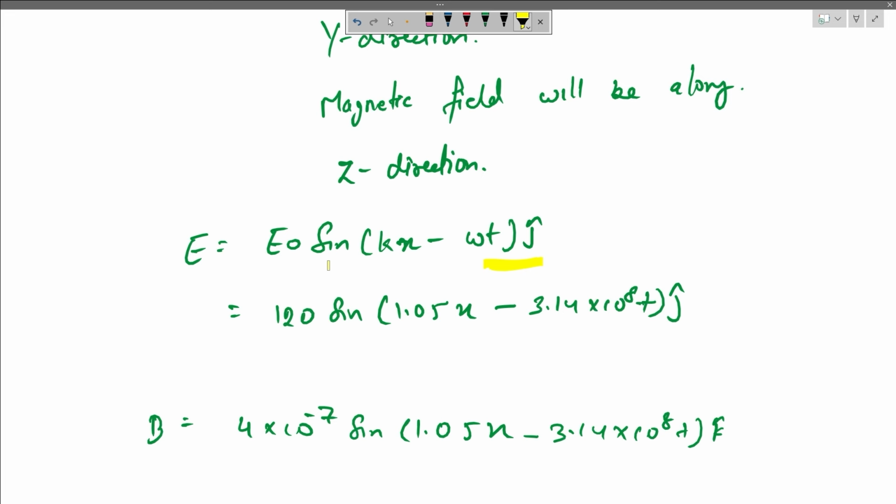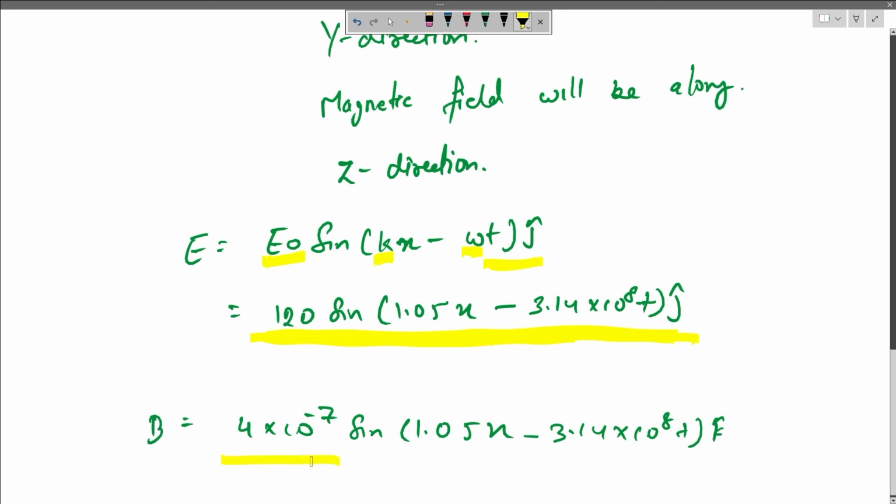Now substituting the values of E naught, that is the peak magnitude of the electric field, k, that is the wave number, and omega, that is the angular frequency, we will get the expression for the electric field of this electromagnetic wave. Similarly, substituting the corresponding values of the magnetic field magnitude, wave number and so on, we will get the expression for the magnetic field in this electromagnetic wave.